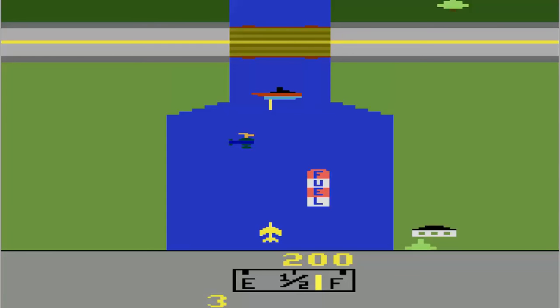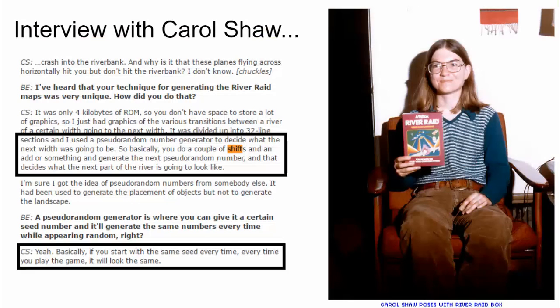Well, is this using linear shift to generate its terrain on the fly? And it turns out the answer is yes. So here's an interview I found with Carol Shaw, the author of River Raid, and in here, if you dig around, she says that she's got to cram all this terrain into just 4 kilobytes of ROM, which is impossible.